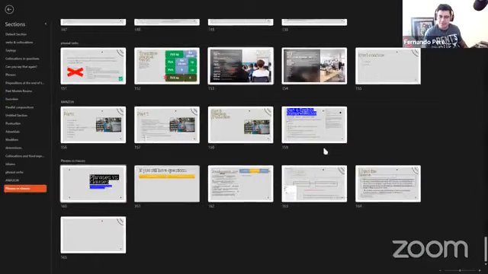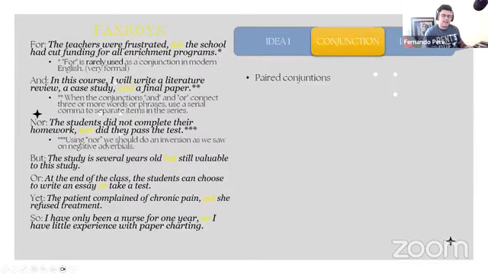Then if we are talking about conjunctions, we need to associate previous topics. Do you remember what paired conjunctions are? These are words that connect two ideas together. What kind of words are connectors of two ideas that have a pair? I think I don't understand the question correctly. For example, neither, or?